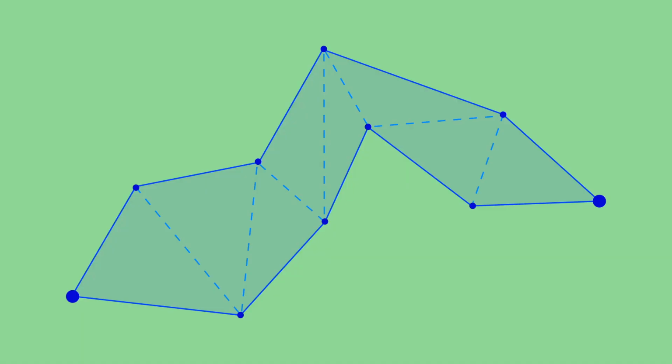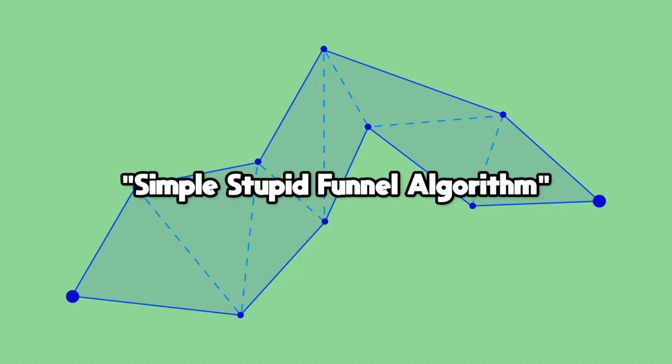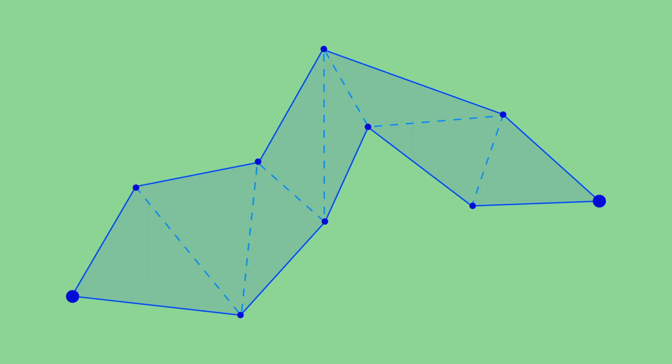A fairly simple algorithm here is called the Simple Stupid Funnel Algorithm. In this algorithm, you maintain a pair of line segments sharing a common starting point, or apex. These lines form a funnel. You can picture the funnel as having both a left and right arm.